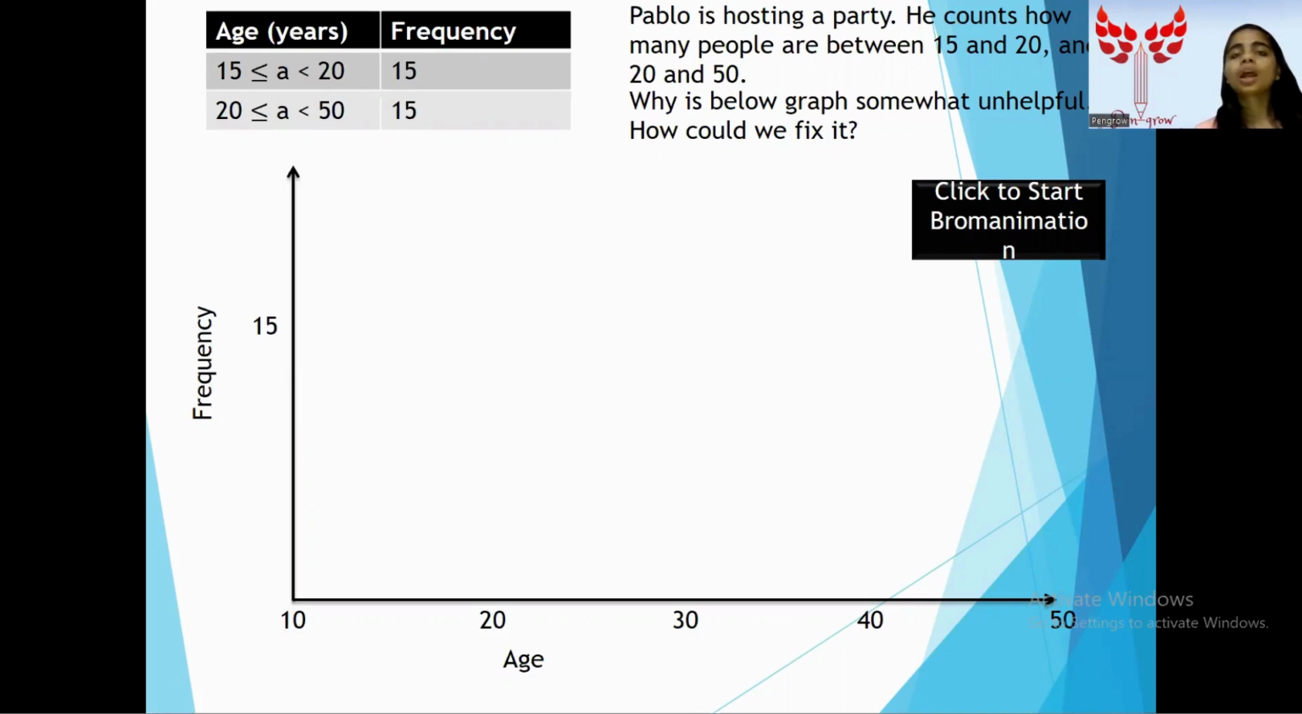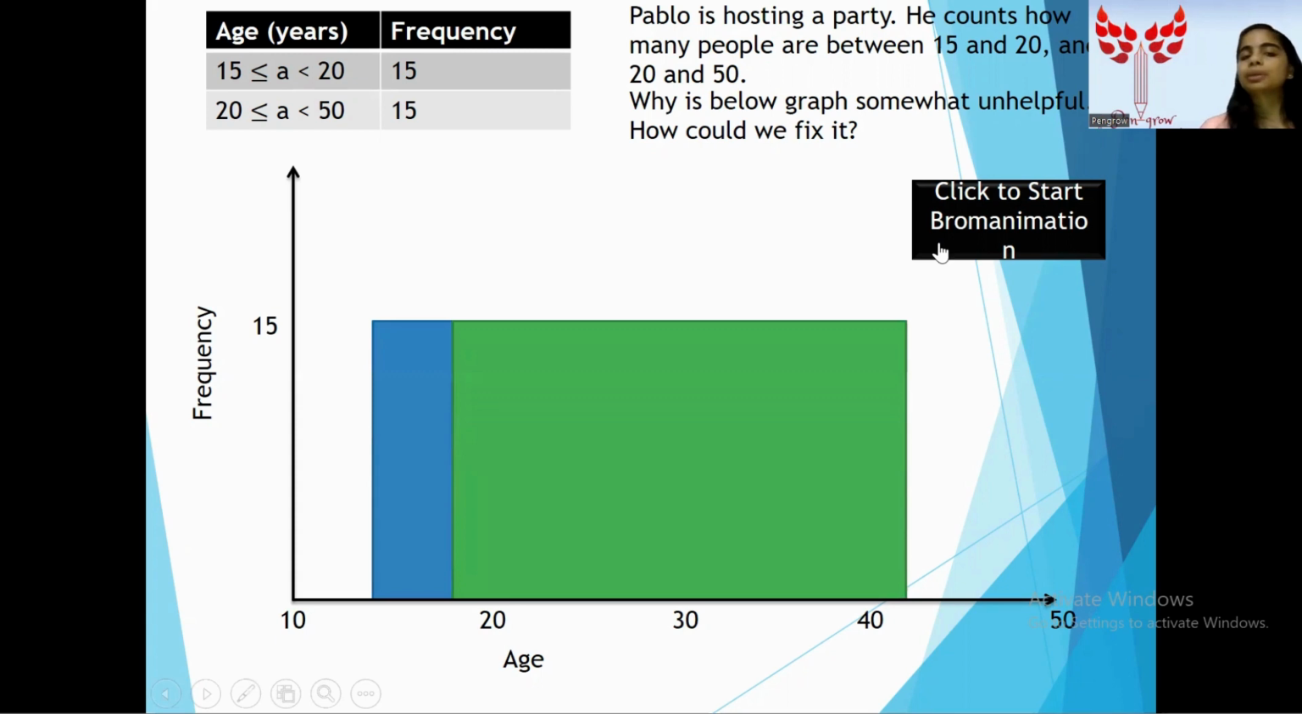Now, let's look at this. Pablo is hosting a party. He counts how many people are between 15 and 20 and between 20 and 50. There are only two groups. Histograms are for continuous data. Why is the graph below somewhat unhelpful? How could he fix it? Now let's see what the graph is. 15 to 20 and 20 to 50 people. This is how the graph looks.